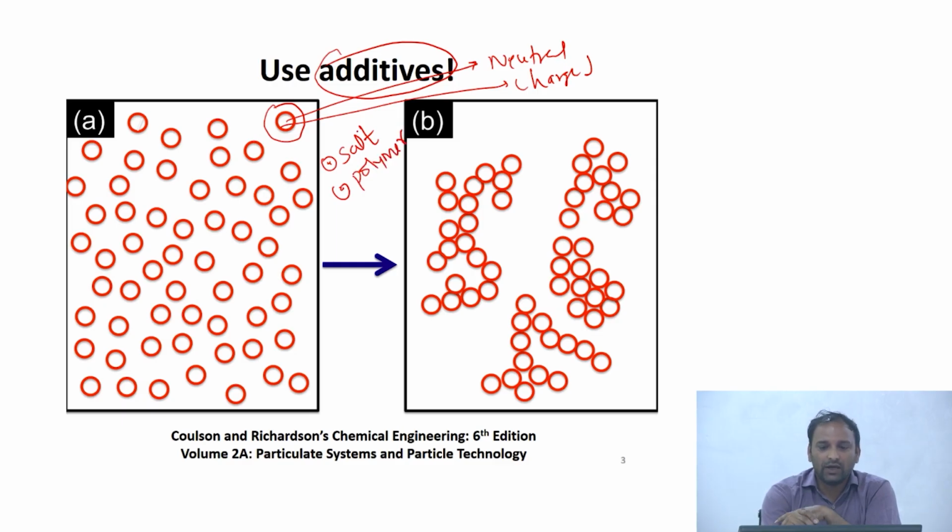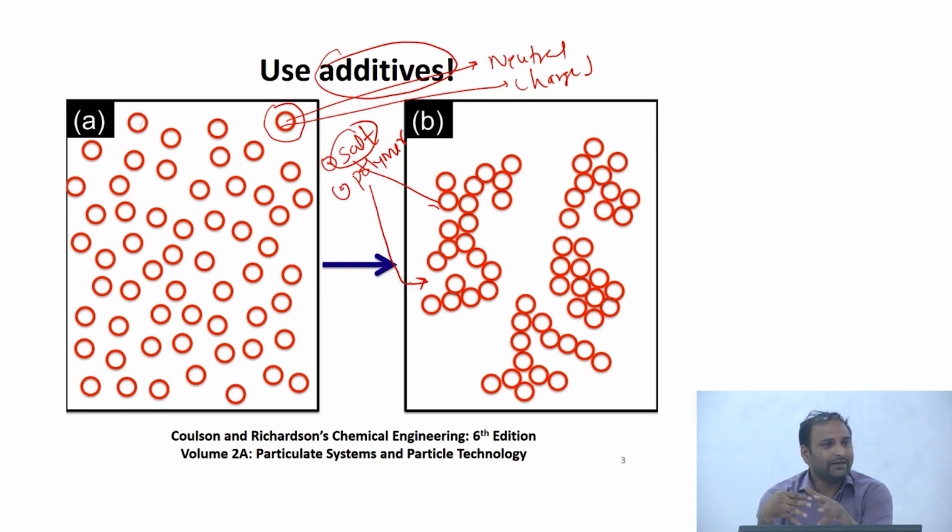The way the salt helps in aggregation and the way the polymer helps in aggregation, the mechanism is very different. But the take-home is that you have a dispersion of very tiny particles, and I would like to make them larger. That means I want to cluster them to make a multi-particle aggregate, and you can do that by adding salt or by adding polymers. Of course, there are a lot of other additives which people use, but for today's class we'll just stick to these two.